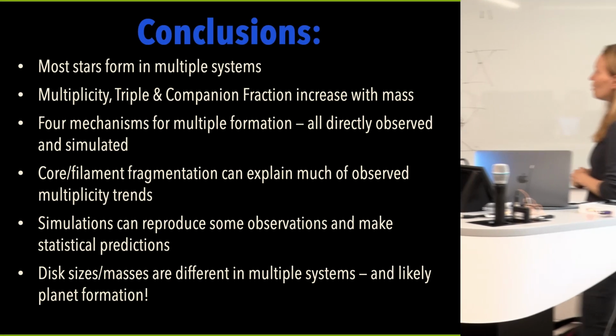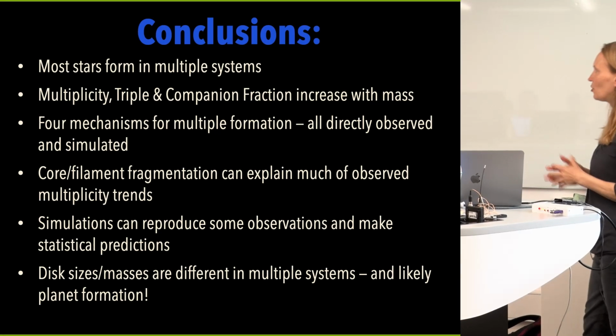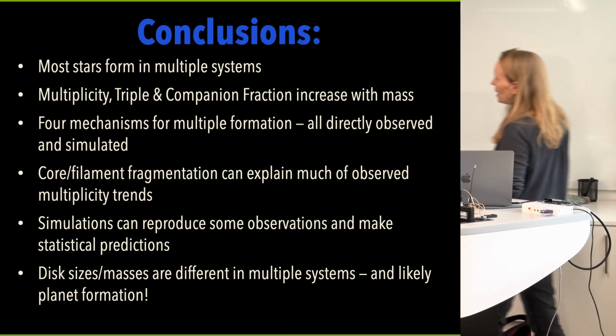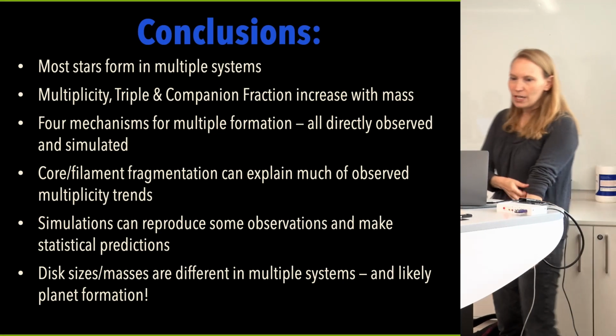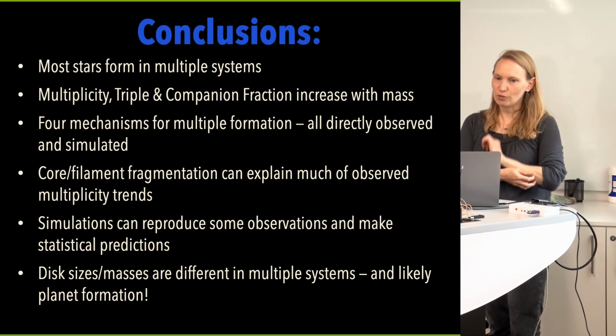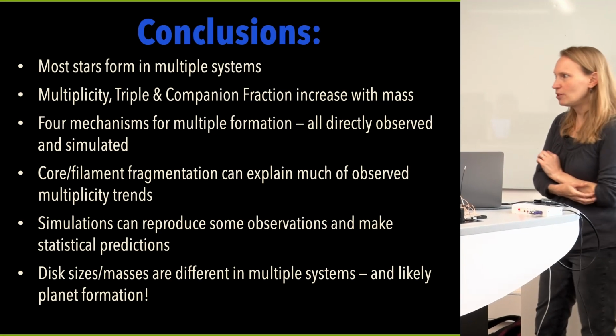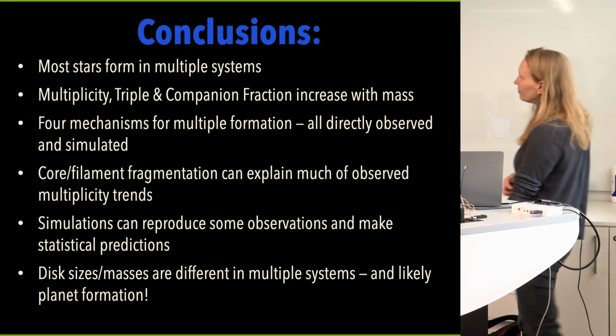We see them in simulations, and right now it is mostly about pinning down some of the interesting details of how this happens and where this happens. The mechanisms of core and filament fragmentation seem to explain a lot of the statistics, but we still have discrepancies for which we need disk fragmentation, so we can't rule out one of these mechanisms as being unimportant.